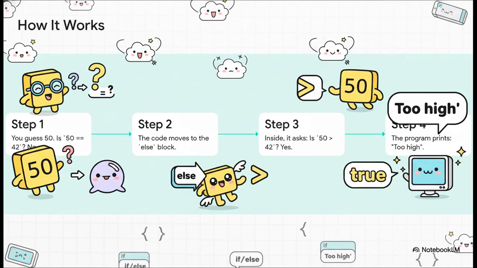So let's trace the computer's thought process here. You guess 50. The computer's first question is, is 50 equal to our target, 42? Nope. So it immediately jumps down to the else block. But now, because of our nested selection, it asks a new question. Okay, is 50 greater than 42? Yes, it is, and that is exactly why it prints too high. It's a perfect illustration of the logic in action.